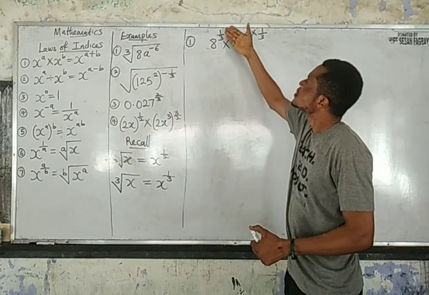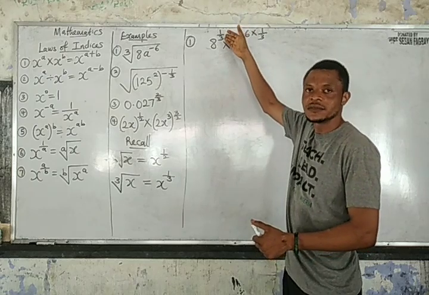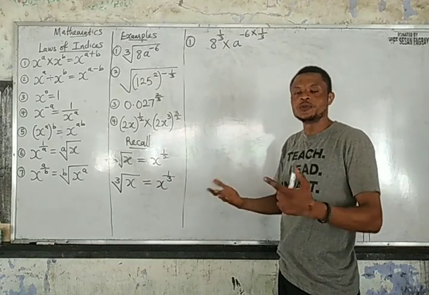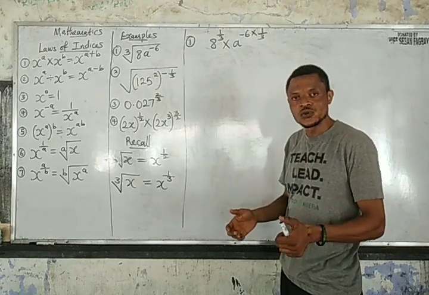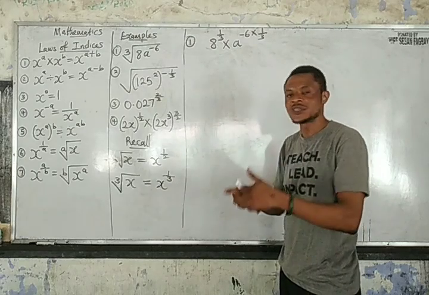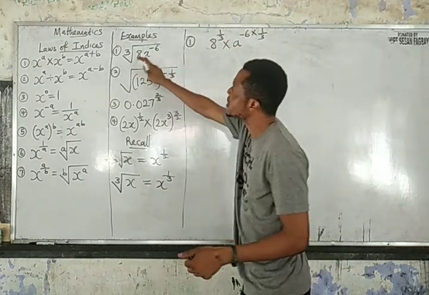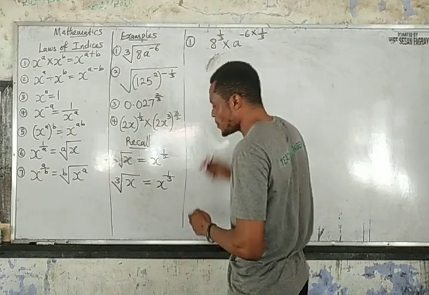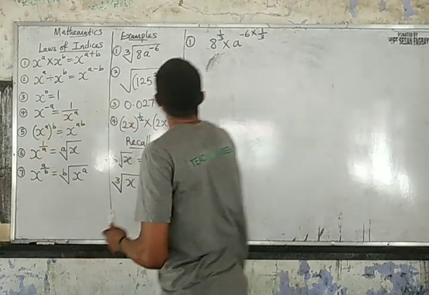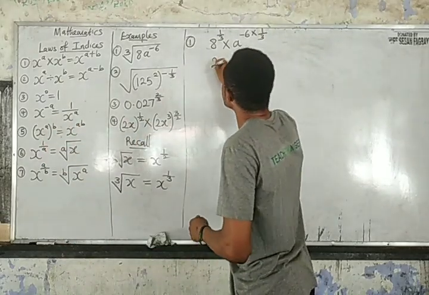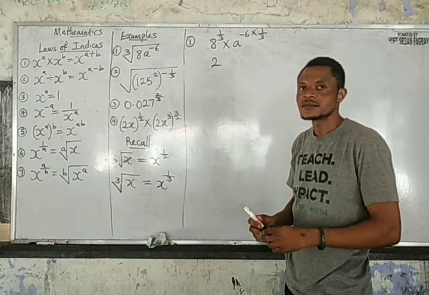8 raised to power 1 all over 3 is still the same thing as cube root of 8. And the cube root of 8 is going to be 2. Why? 2 multiplied by 2 multiplied by 2 will give us 8. So the cube root of 8 is perfect there. We have the cube root of 8 as 2 instead.